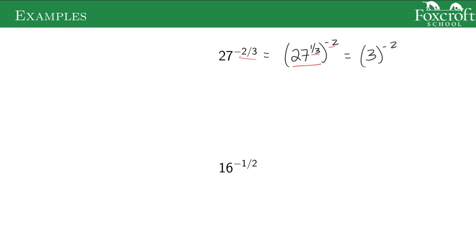And then 3 to the negative 2 is 1 over 3 to the positive 2, right, because that negative exponent makes it a fraction. And then 3 squared, 3 times 3, is 9. All right, so 27 to the negative 2/3 is 1/9.